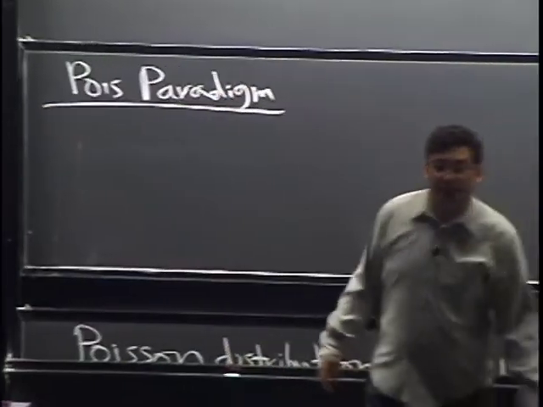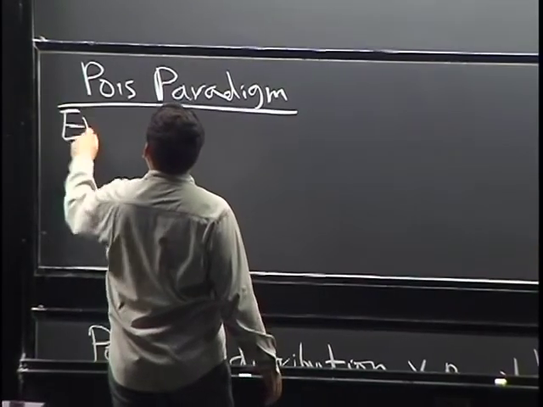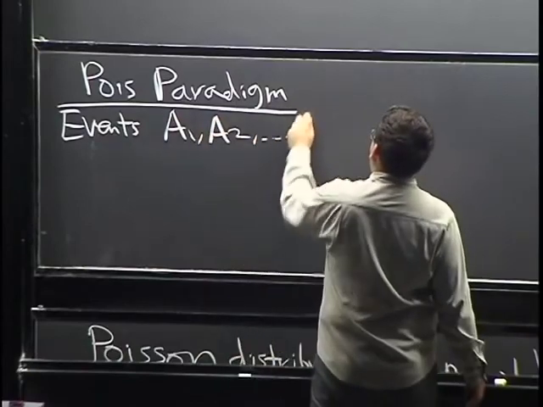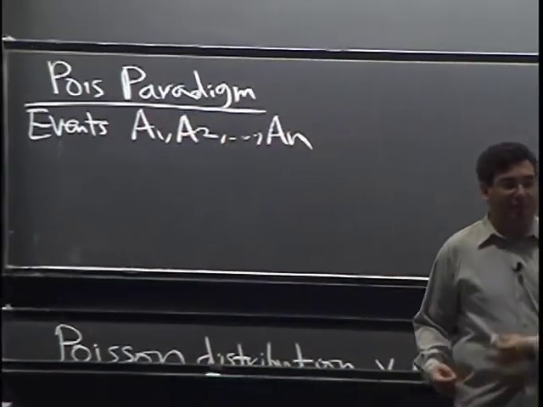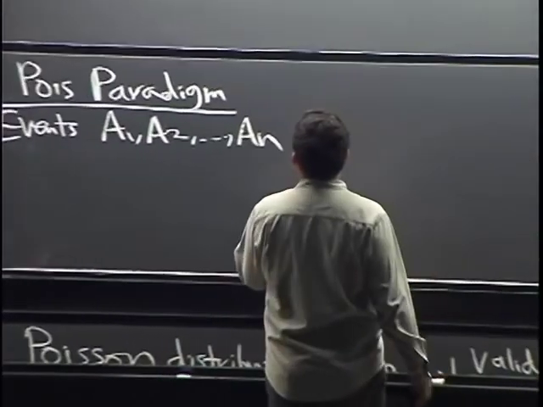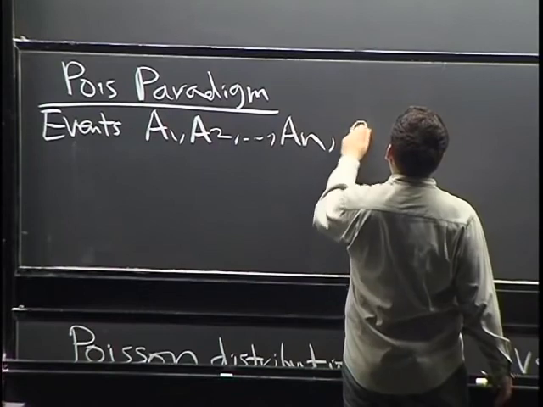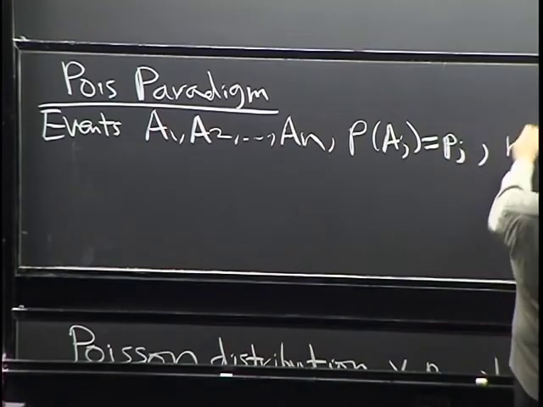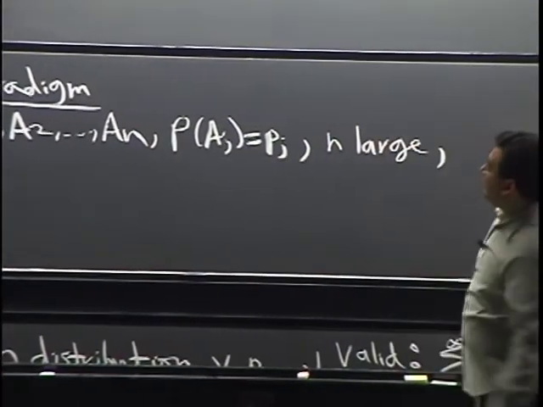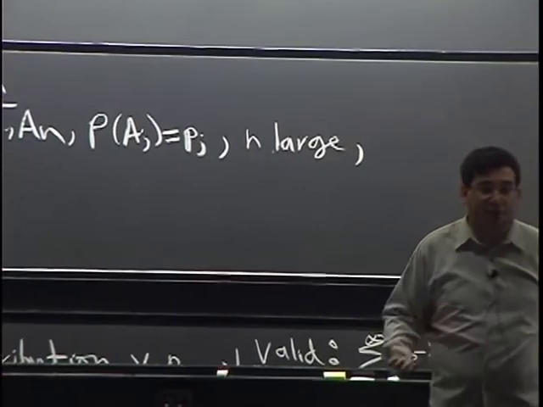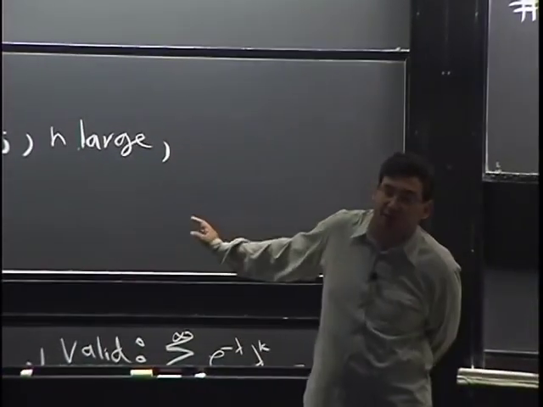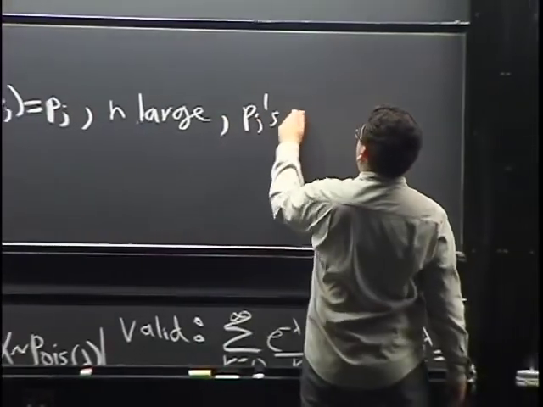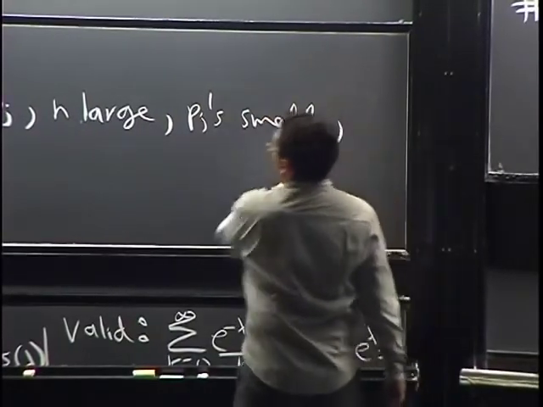Just to say that in words, let's say we have events A1, A2, through AN. Suppose we have a lot of events, right? With P of AJ equals PJ. So N is large, and so we have a large number of things that could happen, but each one is unlikely, right? That's what I was talking about. I'm just trying to write this a little more mathematically right now. So the PJs are all small.